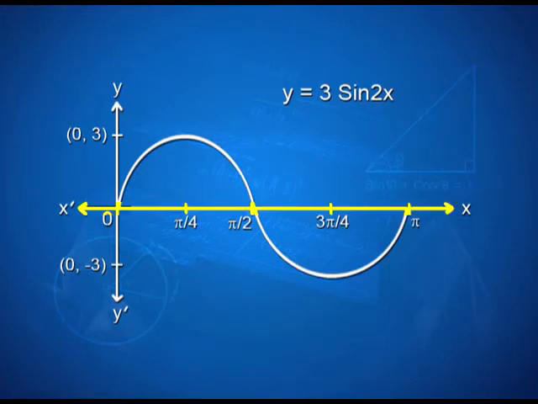We can see X' O X is the x axis here, Y O Y' is the y axis, and we can see that the graph is an increasing function. It goes from 0 to 3 and then it decreases and it reaches pi by 2 here, and in a similar manner we can do it till pi. This is the graph of y equal to 3 sin 2x.